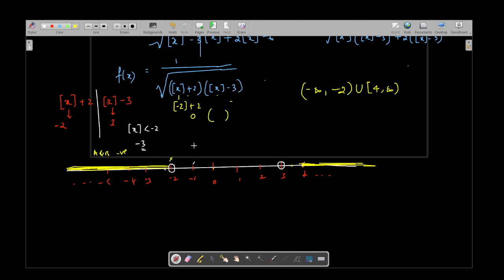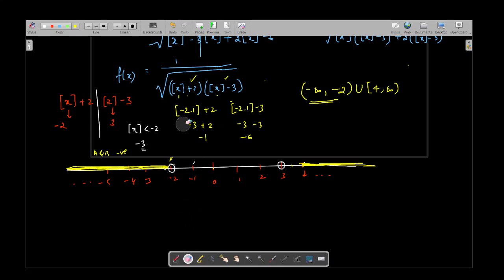If I take less than -2, anything less than -2, if I take -2.1 also, GIF of -2.1 plus 2, here -2.1 minus 3. GIF of -2.1 is -3 plus 2. So this is -1. Here again you have -3 and -3, which is -6. Both are negative. So anything less than -2, both these two are negative, which gives us the product positive. So this is clear.